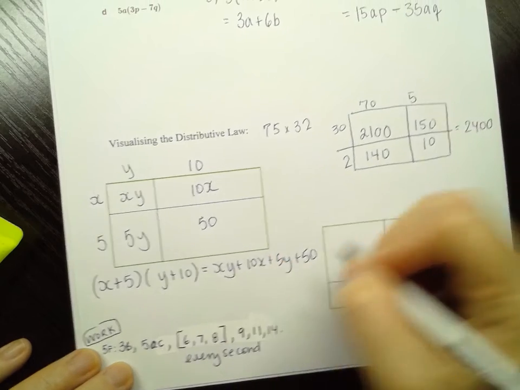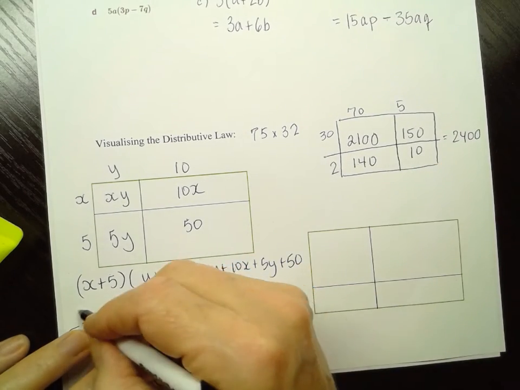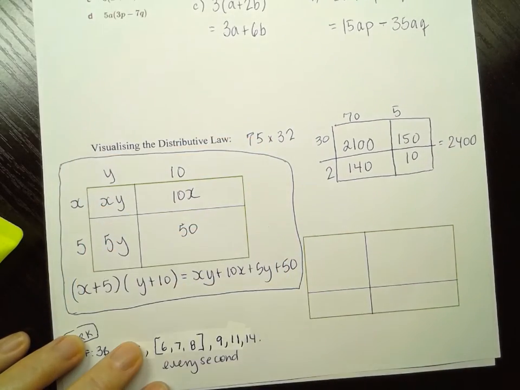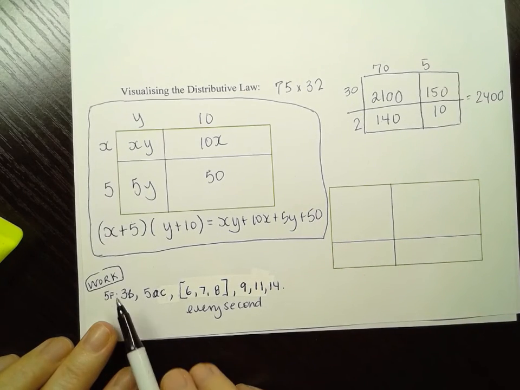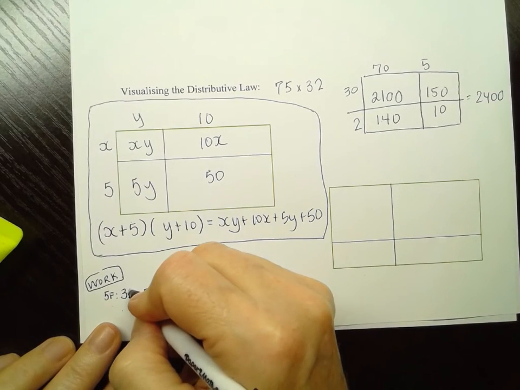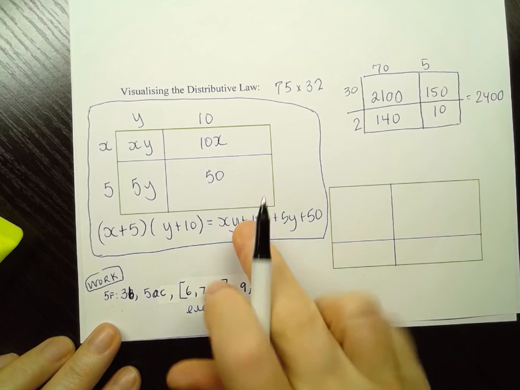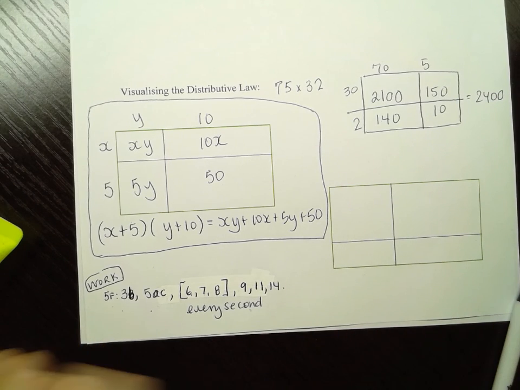There's some easier ones in your book to do, but I just thought, I reckon you could think that way already. Here are our problems. 5F, it's 3B, I guess that's a little b, sorry, just 3B, 5AC, those are the easy ones of these. 6, 7, and 8 are kind of long. You can do every second one, 9, 11, and 14.